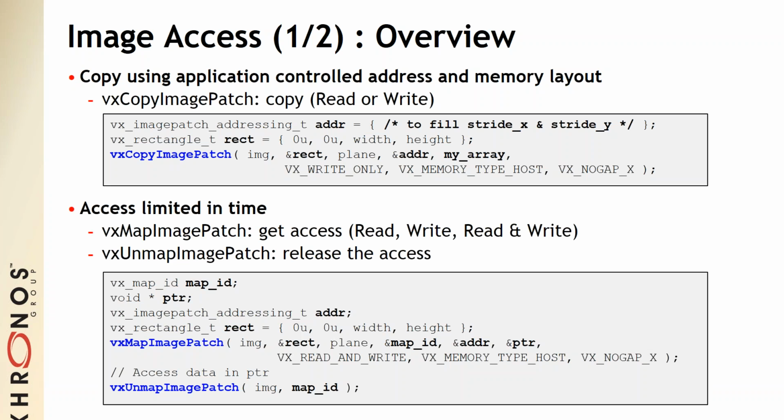Another way is you can request direct access to the pixel data using map image patch and unmap image patch. Very similar to the previous one, you just specify the rectangular region and call map, which will return a pointer in the memory layout of the pointer returned by the framework, and the map ID. The application does all the read-write accesses that it needs, and then needs to call unmap with the map ID that was passed. And again, you should not access the memory pointer once the unmap call is made.